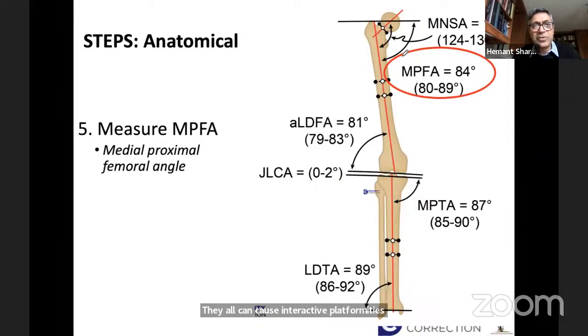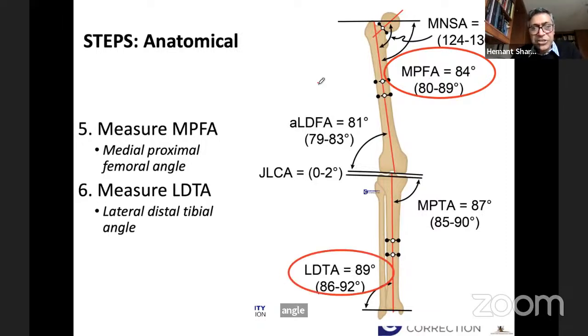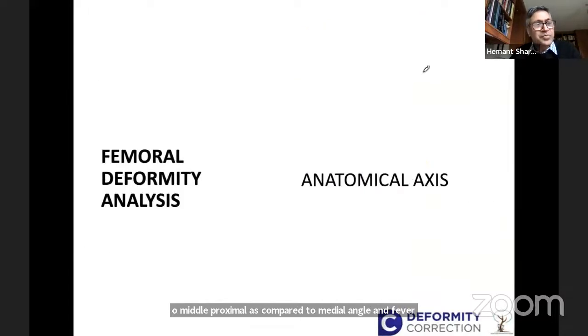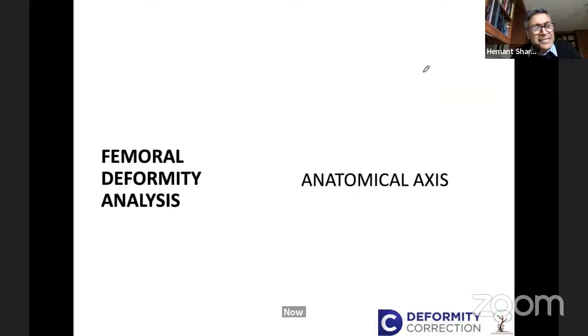Then we measure the medial proximal femoral angle. Then we go to the tibia, we do the distal tibia, and we measure the lateral distal tibial angle. If you're doing mechanical axis, the tibial angles are the same. The only difference is we need to do the mechanical lateral distal femoral angle and lateral proximal femoral angle as compared to the medial proximal angle in the femur. Now, normally, in the femur, mechanical axis is very difficult and it's not usually what we use. Anatomical axis is what we usually use in day-to-day practice.